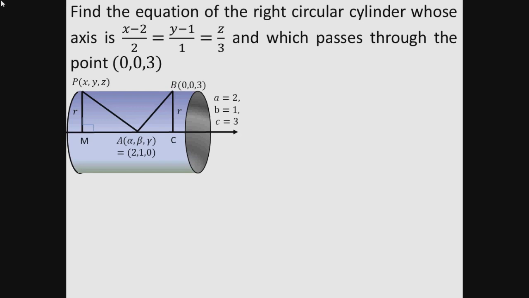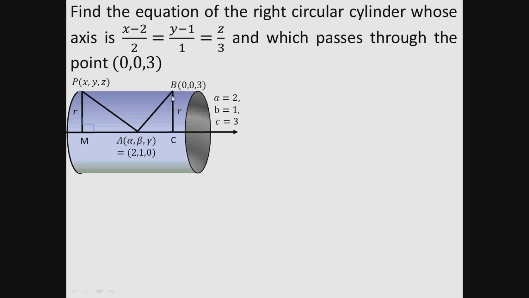Okay, so we are given a point (0, 0, 3). Take that point as B. Then we know the point on the axis, that is (2, 1, 0). Take that as alpha, beta, gamma. Then the DRs of the axis are nothing but 2, 1, 3. Okay, so a, b, c are 2, 1, 3. Now draw a perpendicular from the point (0, 0, 3) on the axis, that is nothing but the radius of that cylinder. Take that as BC. Okay, now just consider this right angle triangle ACB.